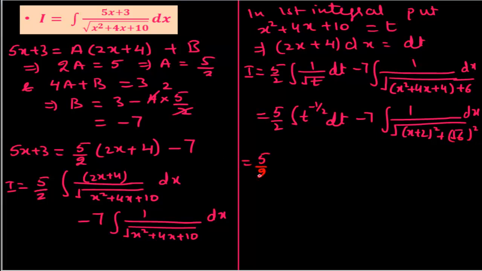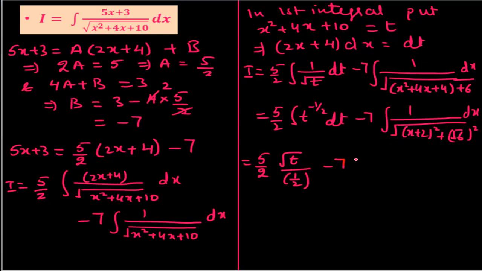Now integral of t to the power minus 1 by 2 is t to the power 1 by 2. That means it is square root of t, and what else? Are we going to get something else? It will be t to the power 1 by 2, and this will even get divided by 1 by 2, because its power will be 1 by 2. Then minus 7, then integral of 1 over square root of x square plus a square. So recall the formula for 1 over square root of x square plus a square, and then you go for integrating it. See what you get.